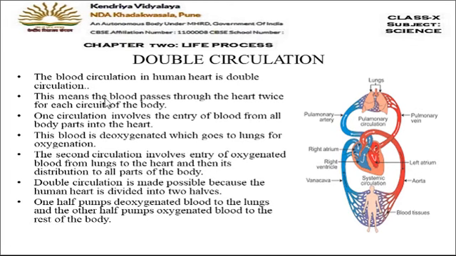Fine. This means that the blood passes through the heart twice for each circuit of the body. Fine. One circulation involves the entry of blood from all the body parts into the heart. So again, let me explain with the help of this diagram here. You can see here this is the human body. Okay, so in all the cells, burning of the food with oxygen occurs, energy is released. Fine. And now what is happening?